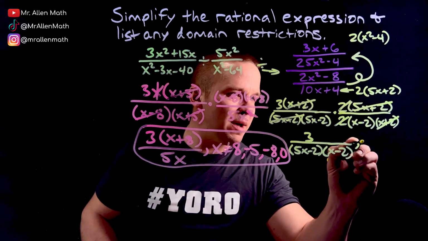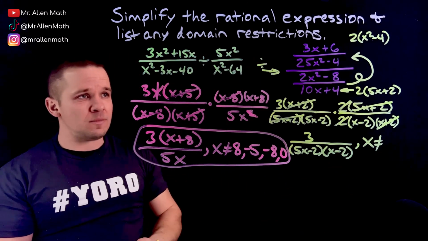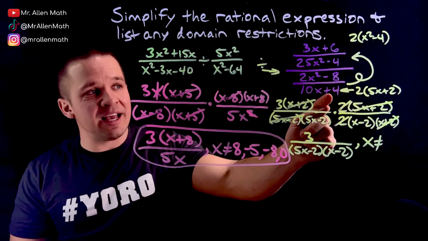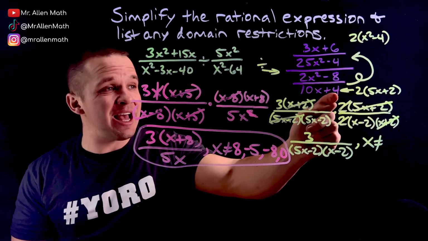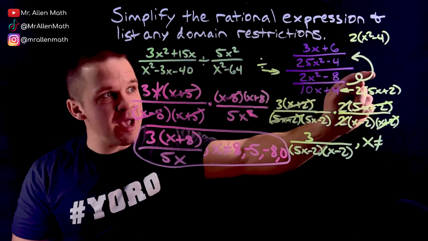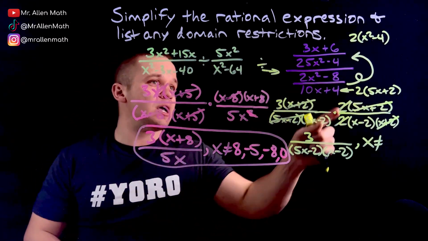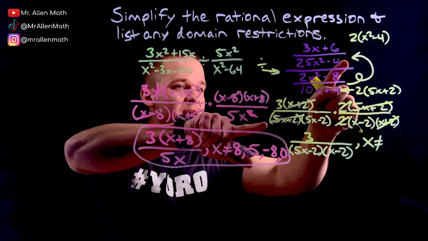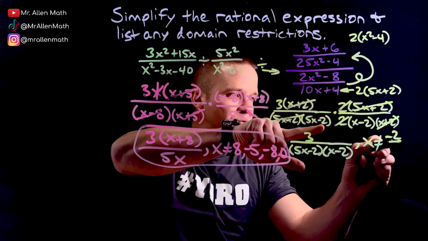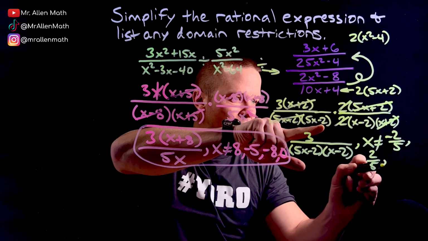Now I've got my domain restrictions. As we said before, this guy can't be 0 because then I'm dividing by 0. This guy can't be 0 because then it's something divided by 0. And this guy right here cannot be 0, which would make this guy 0, which would make us divide by 0. So all 3 of those guys need to be part of my domain restrictions. For this guy, it's going to be negative 2 over 5 and positive 2 over 5. So negative 2 fifths and positive 2 fifths. Beautiful.